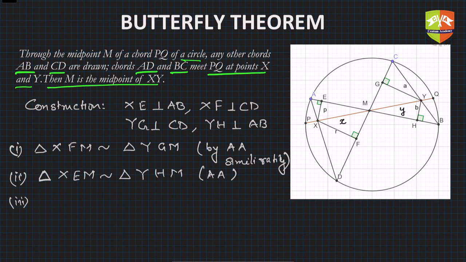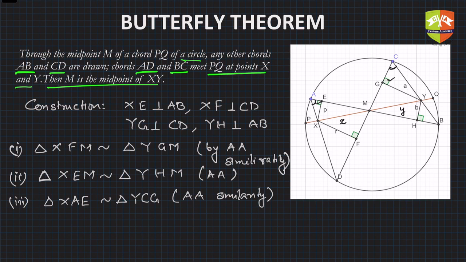If you see triangle XAE, it is similar to triangle YCG. Why is that? Very clearly, angle A is equal to angle C, angles in the same segment. Angles subtended by an arc in the same segment are equal, and there are two right angles again. So by AA similarity, they are also similar. I can write AA similarity here also, right?